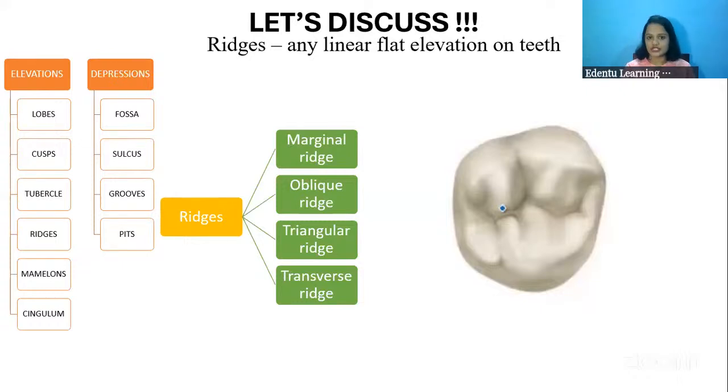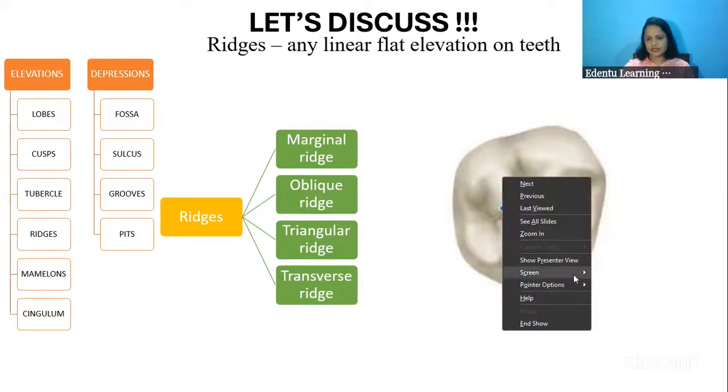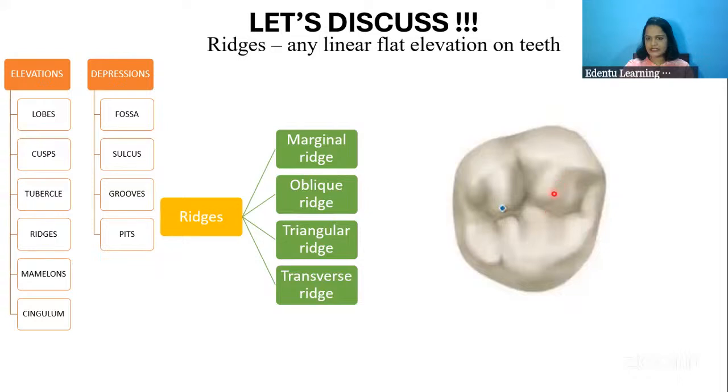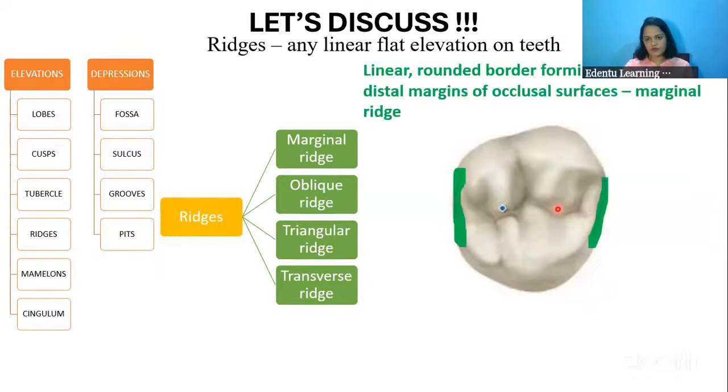Now, what is a ridge? Ridge means any linear flat elevation of the teeth. If you can see this, these linear flat elevations of the teeth are called ridges. There are four types of ridges that are commonly seen. One is the marginal ridge, then we have the oblique ridge, the triangular ridge, and the transverse ridge. So let's look at each ridge one by one.